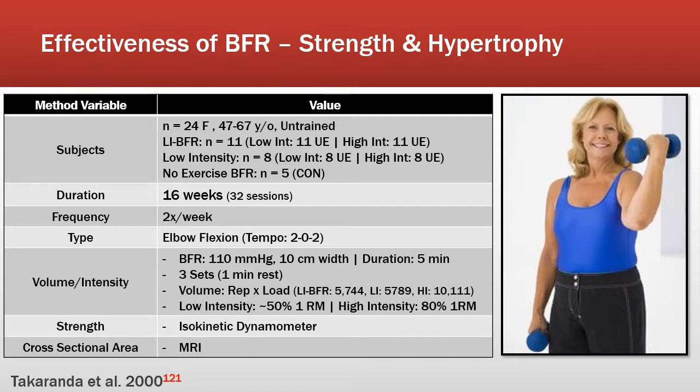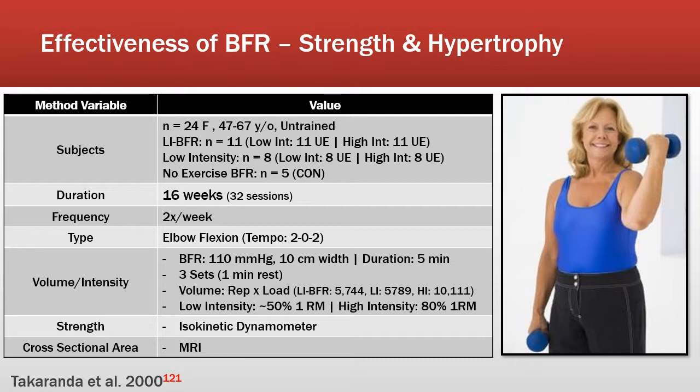16 weeks, 32 sessions, 2 times a week, elbow flexion, just bicep curls. So the BFR was a 10 centimeter width cuff, duration 5 minutes, and they did 3 sets, 1 minute rest in between each set. The volume was tracked in reps times load. The low intensity group, whether they were restricted or not, were consistent. And then the high intensity was otherwise consistent between the low intensity BFR group with their non-restricted high intensity trained arm compared to that of the group that had high intensity but no occlusion.